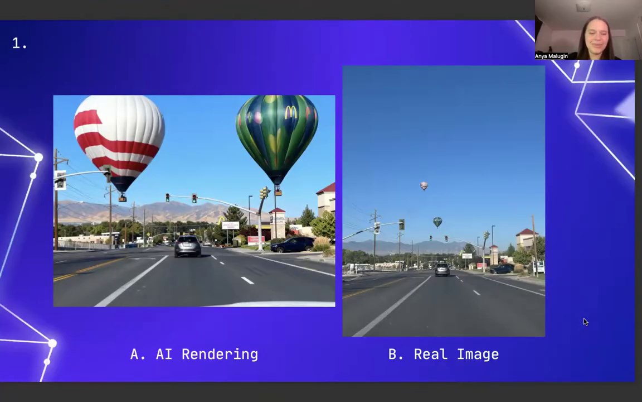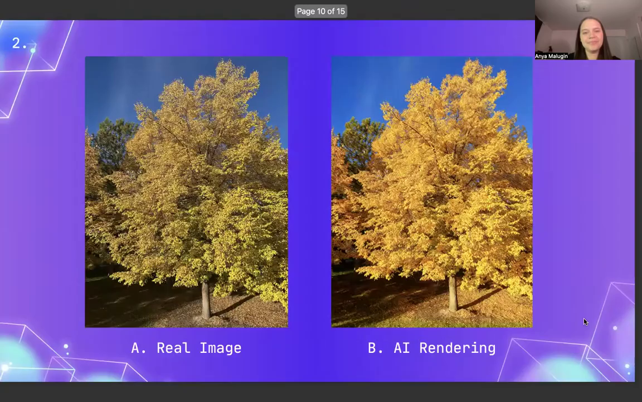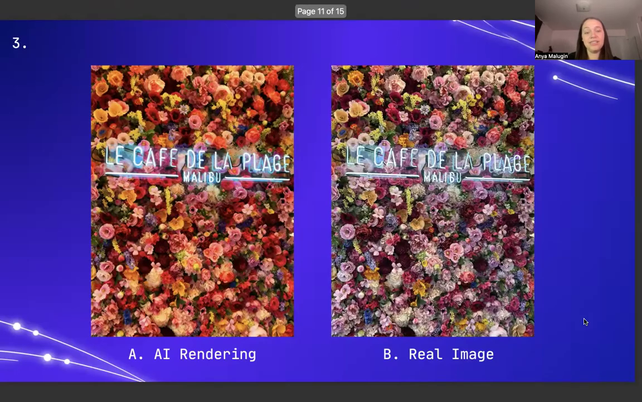As you can tell in this one, pretty obviously, image A is the AI rendering. In the second set, B is the AI rendering. In the third set, A is the AI rendering. And if you look closely, you can see that there's actually not that much depth or shadow amongst the flowers. They're all pretty flatly laid amongst one another. Whereas if you zoom in on image B, you can really tell that there's depth there.